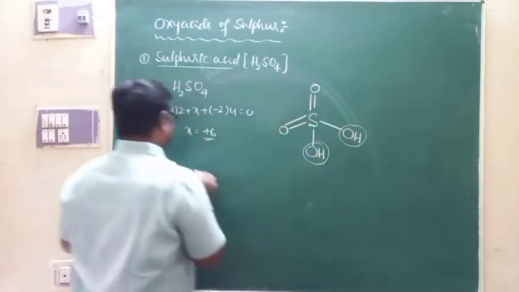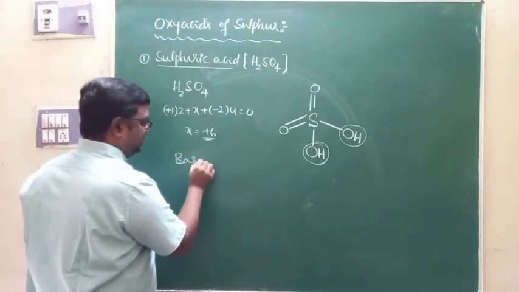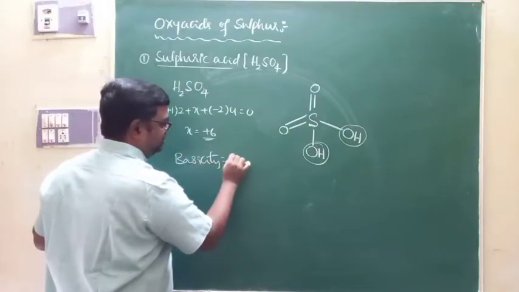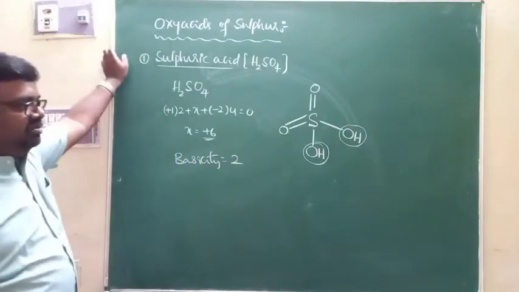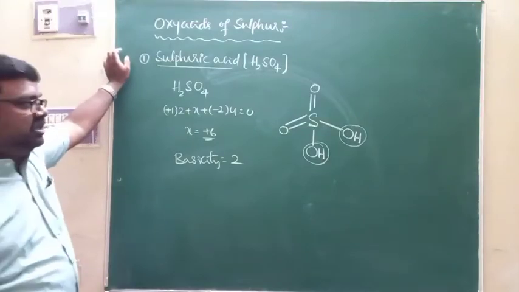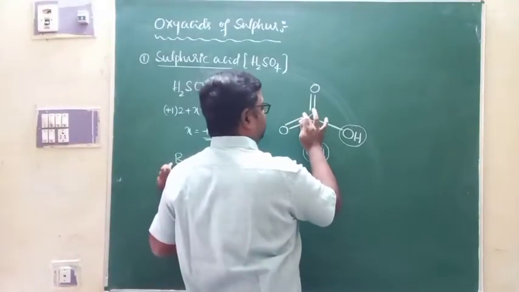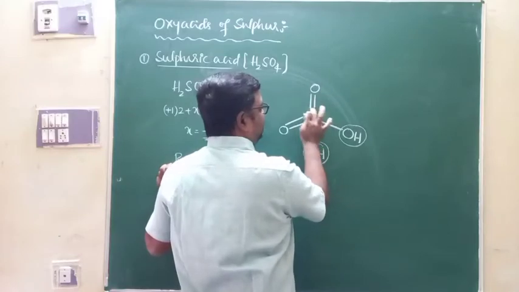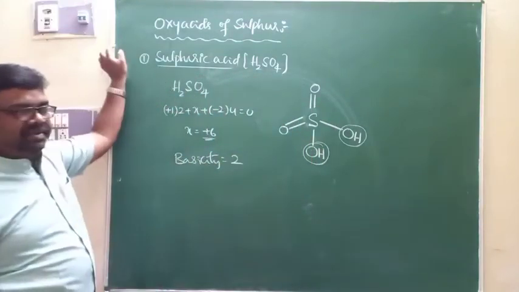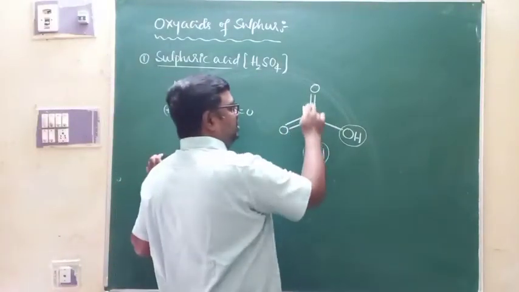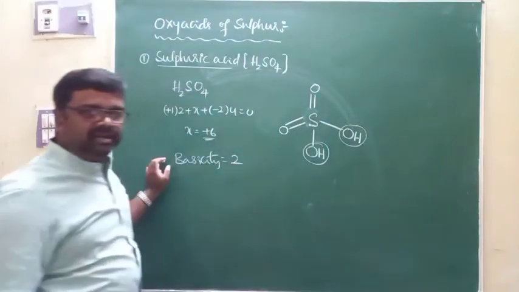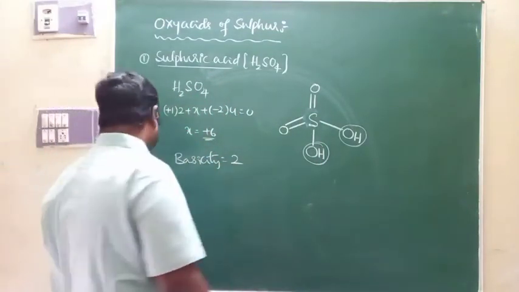Because of that, the basicity of sulfuric acid is also 2. So this is what we call the structure of sulfuric acid, with 2 S=O double bonds. This is the structure of sulfuric acid.